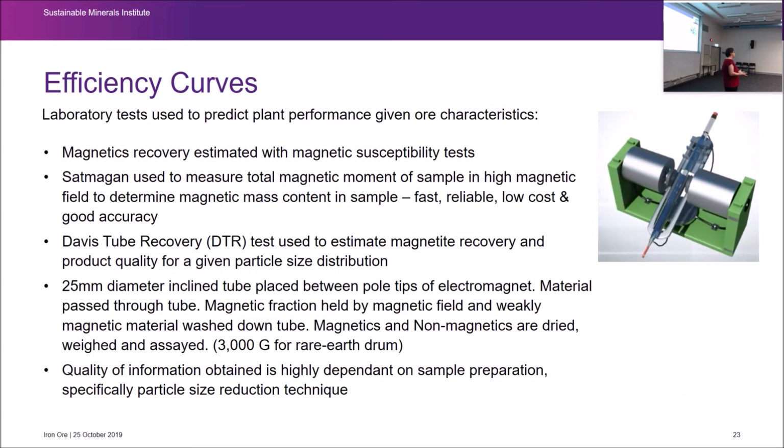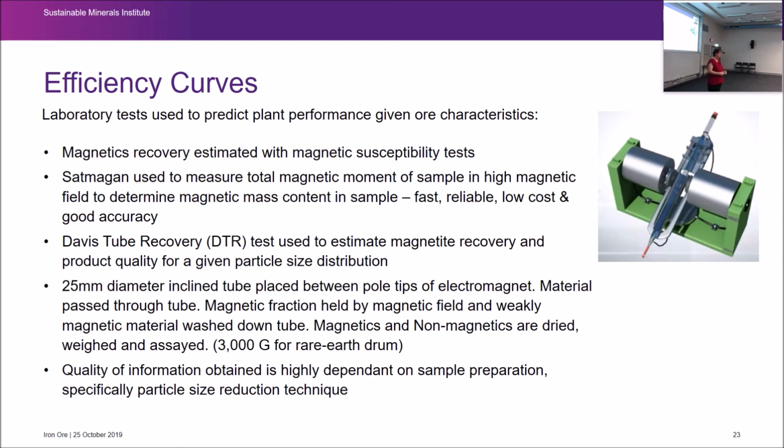Again, we're always looking at finding ways of predicting what plant performance would do. Magnetics recovery is usually estimated using a magnetic susceptibility test, and the StatMag is an instrument that's widely used. It measures the total magnetic moment of a sample in a high magnetic field, and it determines the magnetic mass content in the sample. That's important because locked particles have an impact on the amount of mass you recover. It's very fast, reliable, repeatable, low cost, and it's used with relatively good accuracy.